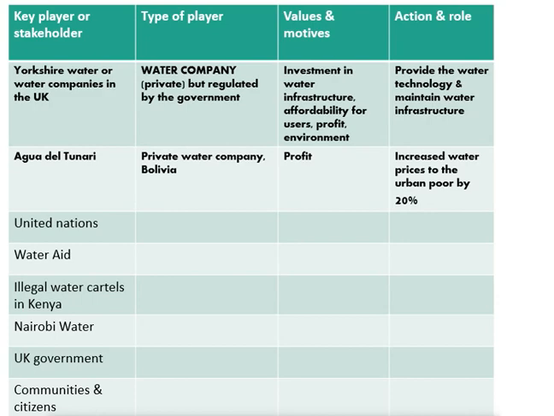Right, first bit is going to be looking at players. So what I want you to do is draw this table. It'll help you frame your ideas towards what players do and why they do it. So: key player or stakeholder, a name, a list. You can add to this table as we go through the topic if you want.